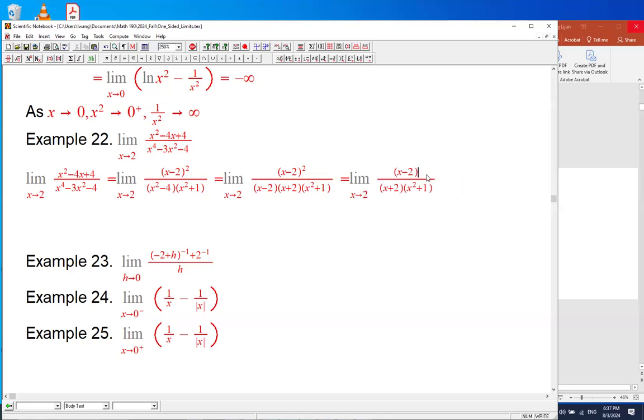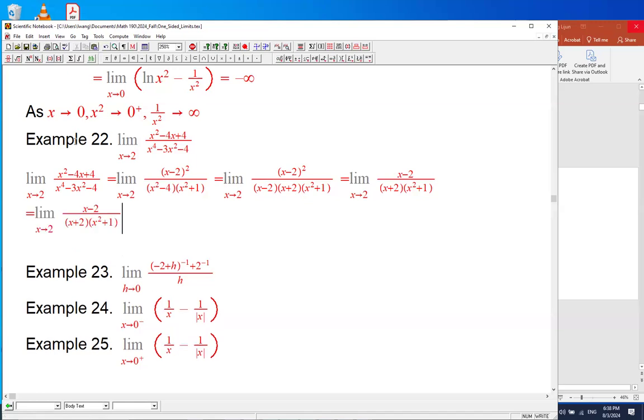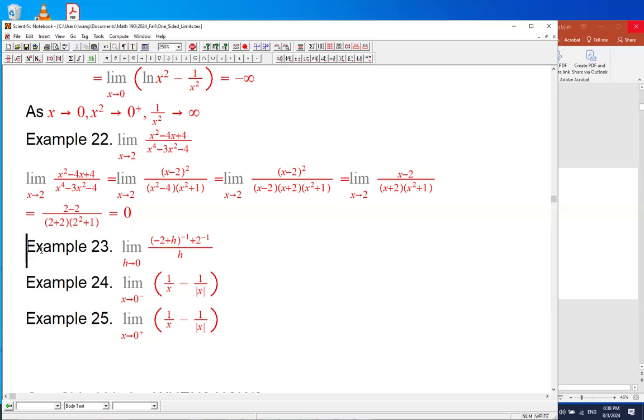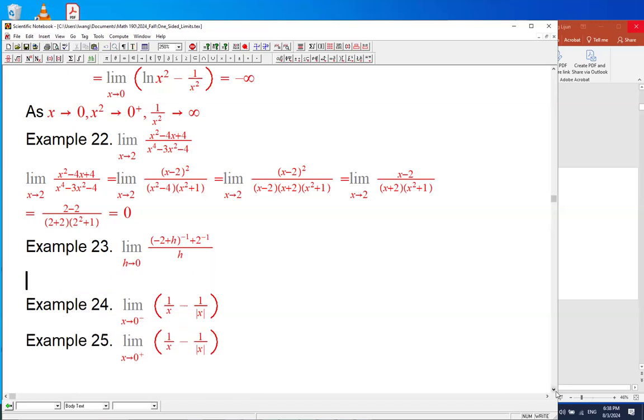Now the denominator is no longer 0. We can do direct substitution at 2. So remove this and replace x by 2. The numerator is 0, the denominator is not 0, so the whole thing is 0. All right. Number 23.